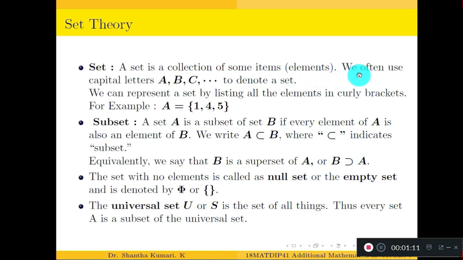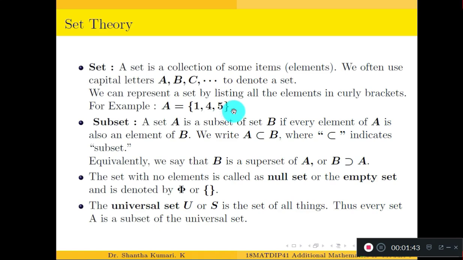We use capital letters A, B, C, etc. for the sets. So remember this. And how to represent a set? To represent a set, we have two to three methods. One method is called listing. That means we are writing the elements of the set as a list using curly brackets.